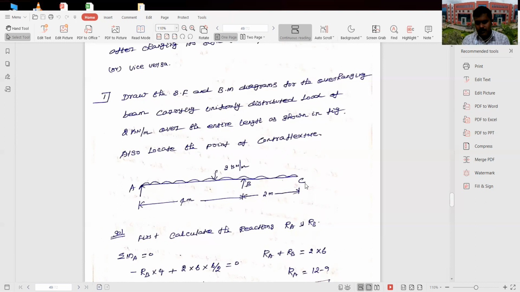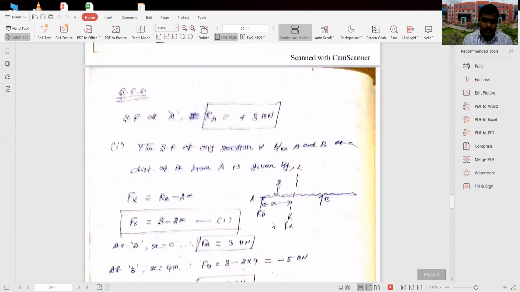And at point C, x equal to 6 meter, if I substitute, I will get the shear force value at point C. So this is how you have to calculate the shear force value. Okay, now you can see how to draw the shear force diagram.